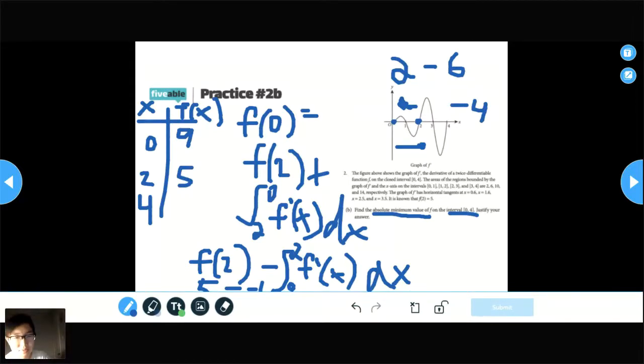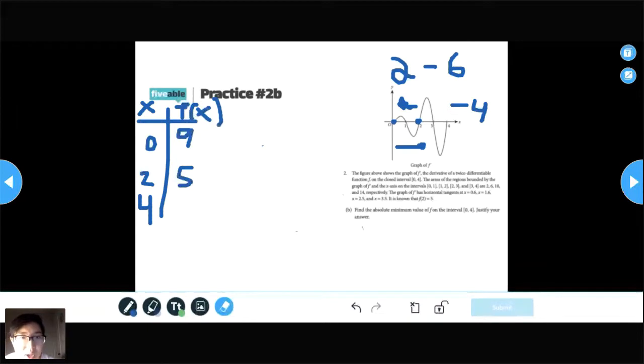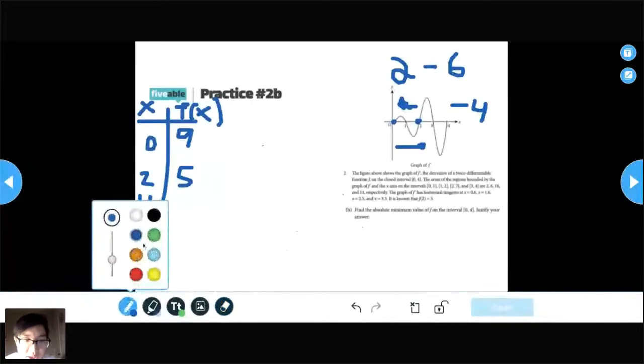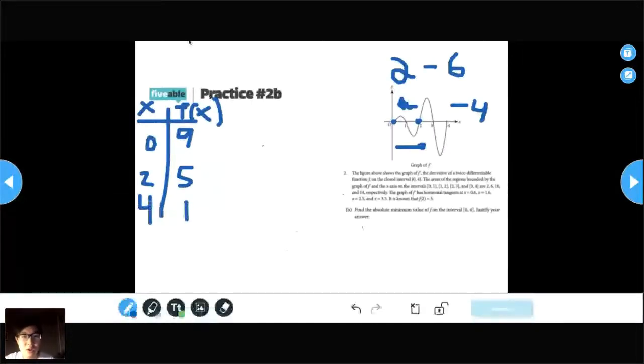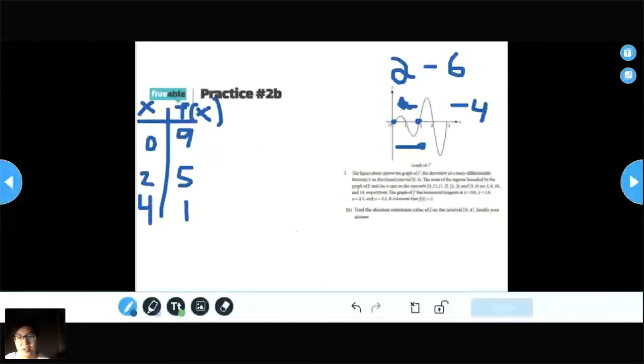Okay, I want y'all to do on your own paper f of 4. Okay, we got 1 so far. I won't delay it too long. It's 1. And so the way we got that is f of 2 plus the integral from 2 to 4 of f prime of x. And so then you get 5 plus 10 minus 14 equal to 1.